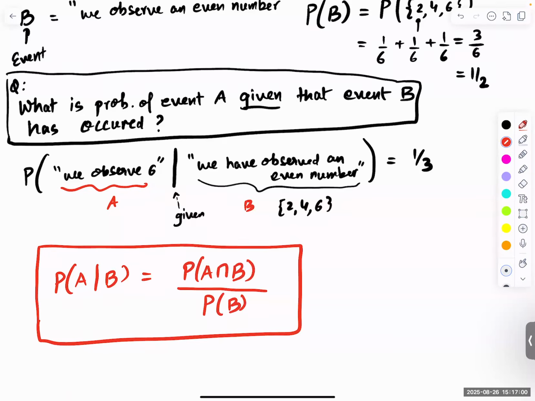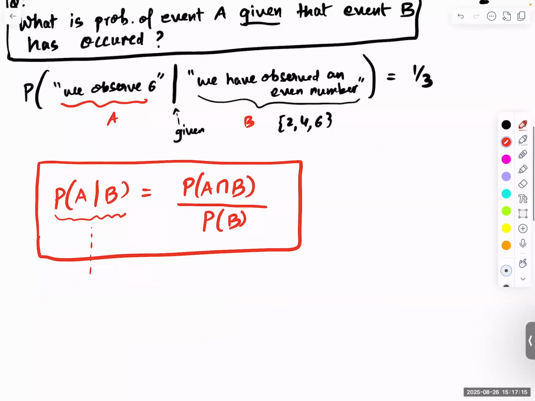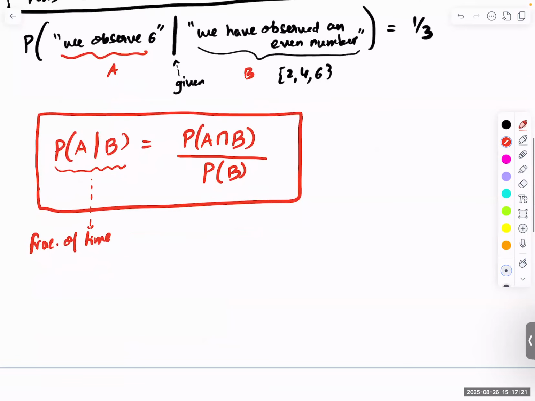Okay. Now let's think about the intuition of this definition, and why it makes sense. What is this quantity representing? It is really representing the fraction of time that A occurs, or that A is expected to occur, once we know that B occurs.